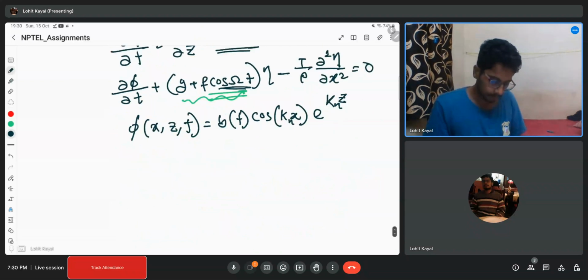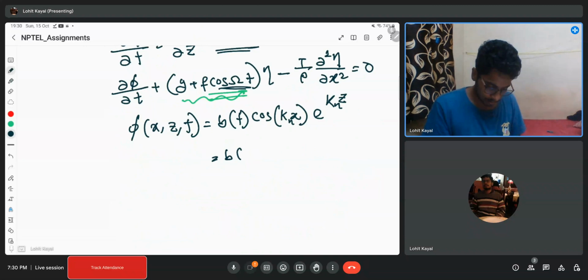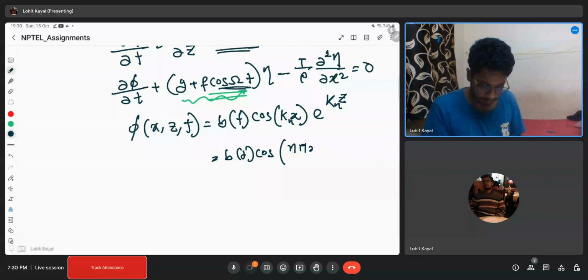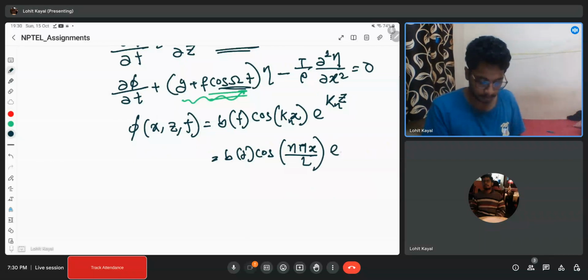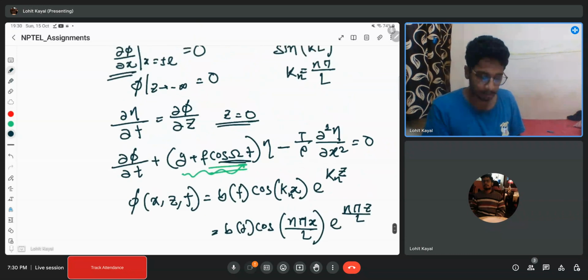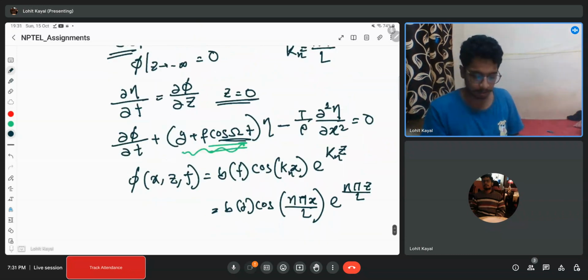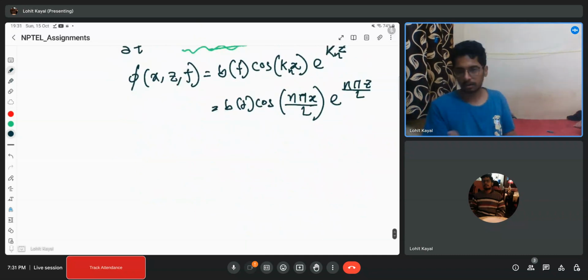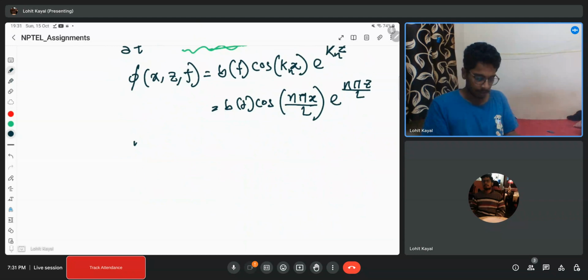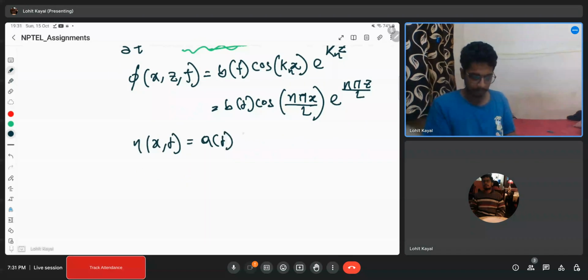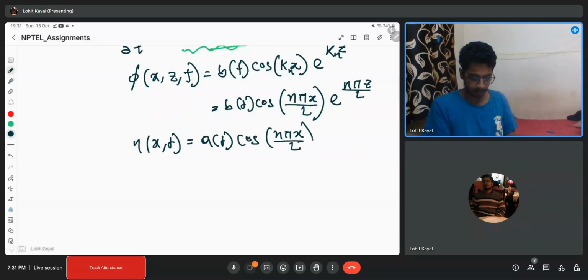Or you can write it like this: phi equal to B(t) cos(n pi x / L) e^(n pi z / L), because your k_n is equal to n pi by L. So n can be 1, 2, 3, anything. And your eta(x, t) will be A(t) cos(n pi x / L).